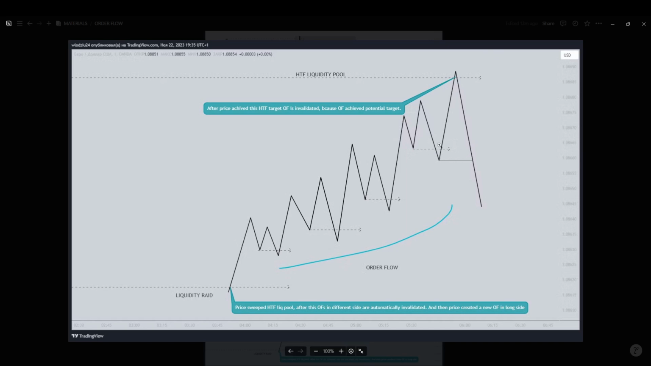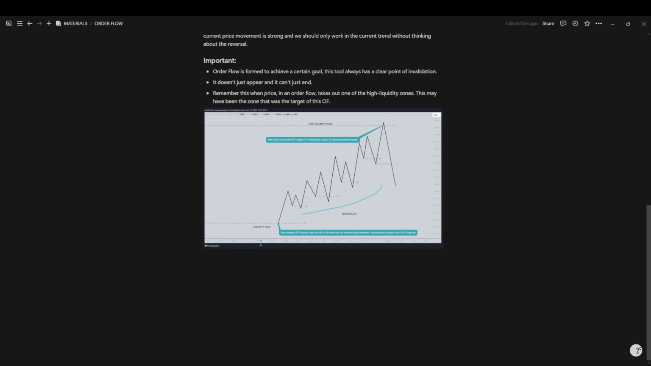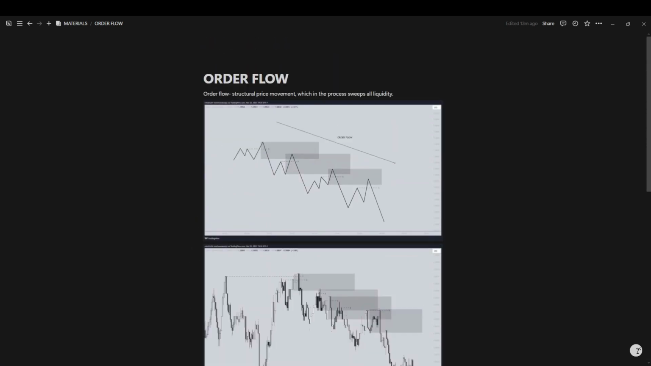The point of invalidation of the order flow is the last swing high or swing low which swept liquidity and continued the trend. So that will be the point of invalidation of this order flow. Of course, on the chart I will show more examples. Okay, so let's move to the chart.